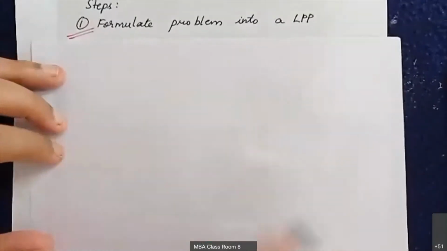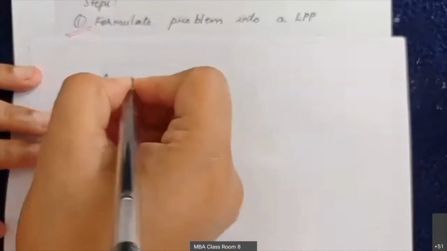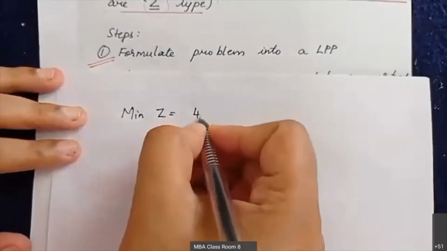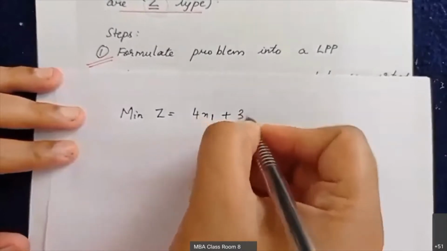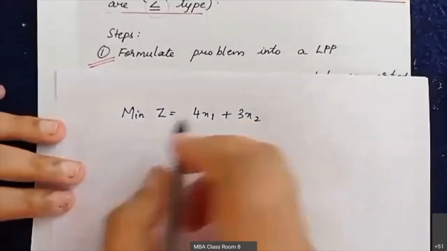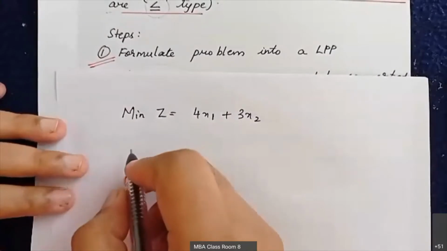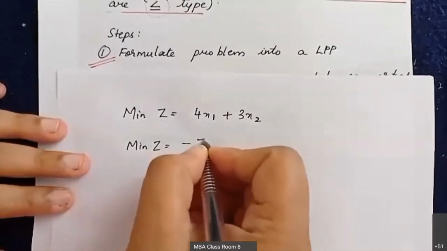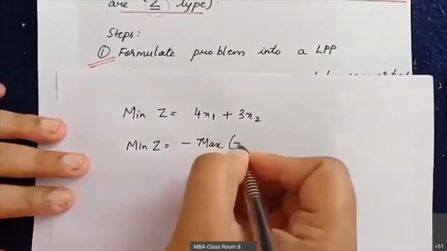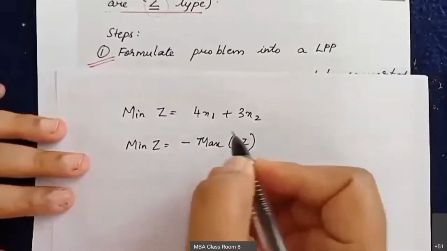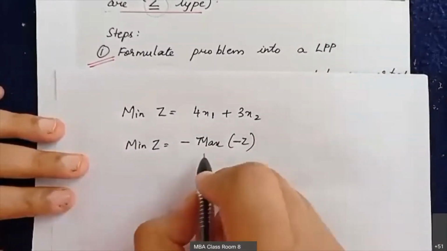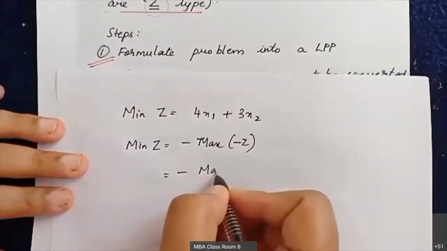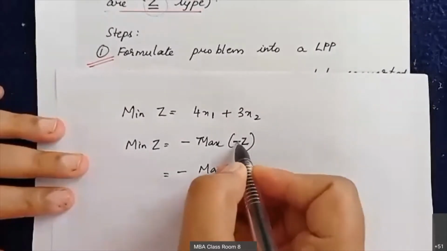Suppose in the question you get something like minimize z is equal to 4x1 plus 3x2. If you get a question like this, then you have to convert it into the maximization problem. How will you do that? Minimization of z is equal to minus of maximization of minus z. See over here, minus and minus, so in effect there is no change, but we are converting it into a maximization problem. For that, I'm putting this minus z over here, so I'm taking this minus up.